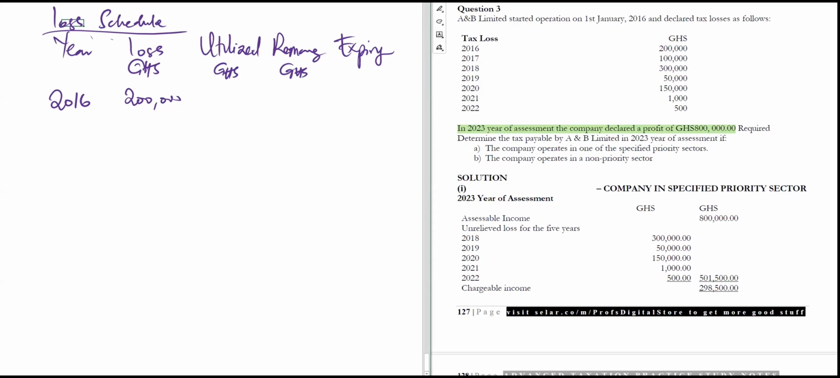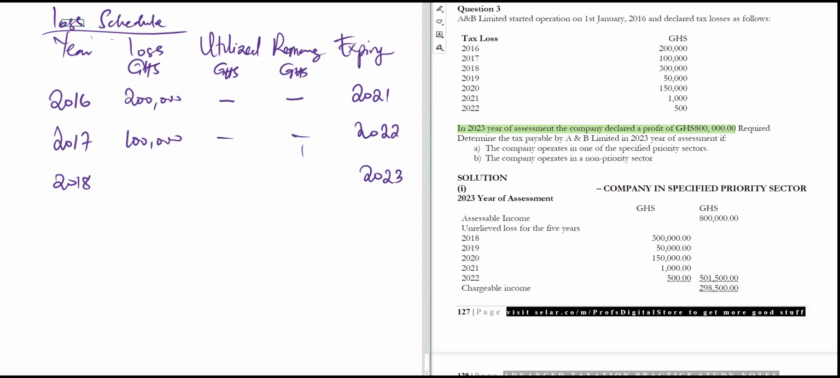Now we have made a profit, so let's see when it will expire. How many years? Count: 17, 18, 19, 20, 21. It expires in 2021. In 2023, could it be utilized? No, it would have expired. 2017 would have expired in 2022. That one too would have expired, so the 100,000, we couldn't utilize any. It expired from our books. 2018 would have expired in 2023.